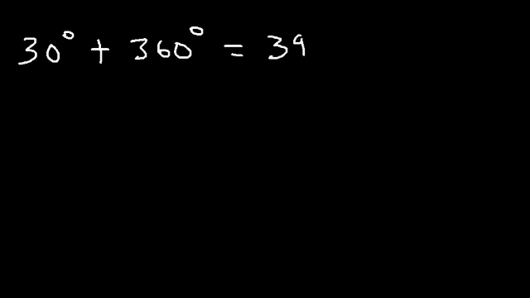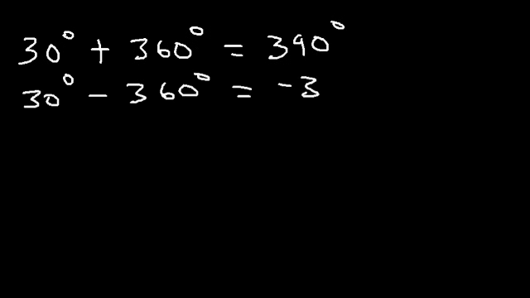Now there's something called coterminal angles. You need to be able to find a positive and a negative coterminal angle. So let's say we want to find the coterminal angles of 30. To find another positive coterminal angle, add 360. So that's going to be 390. To find a negative coterminal angle, subtract 360, which is negative 330.